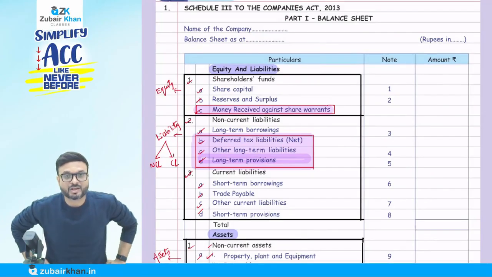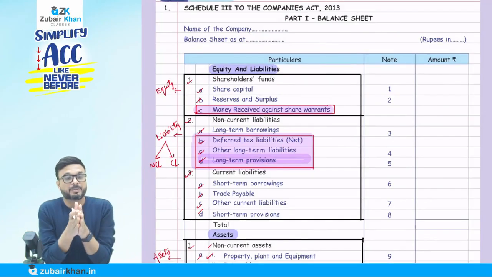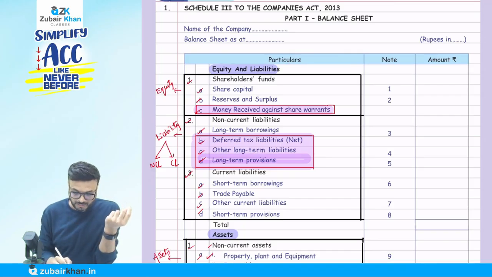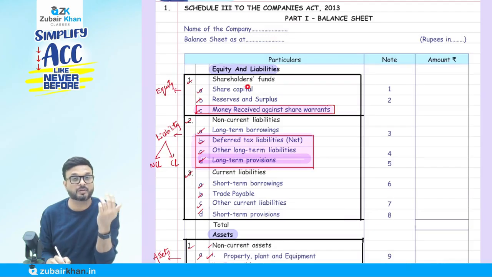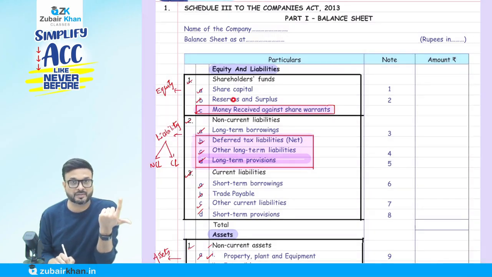Hello, all of you. Now we'll do a quick revision of what we have covered till now. When we prepare the balance sheet as per Schedule 3, we write equity and liabilities, then shareholders' funds. What do we write under shareholders' funds? Share capital, reserve and surplus. These items we need not write down when we solve the question.